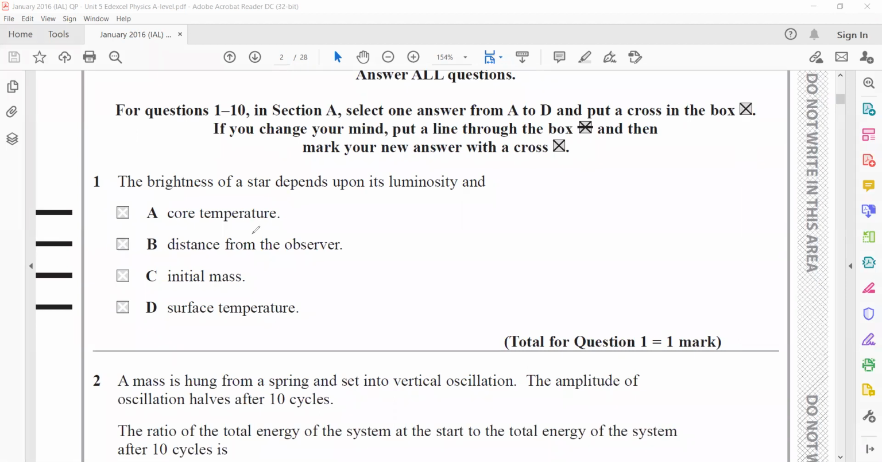The first question: the brightness of a star depends on luminosity, and so we have this formula that flux is equal to power per unit area, or luminosity divided by area, and area is equal to 4 pi d squared, where this d is the distance between the source and the observer. So it depends on the luminosity. It also depends on the distance between the source and observer. That's why B is the right answer.